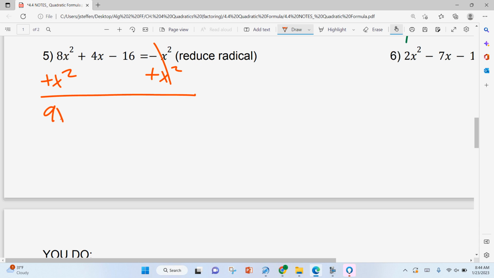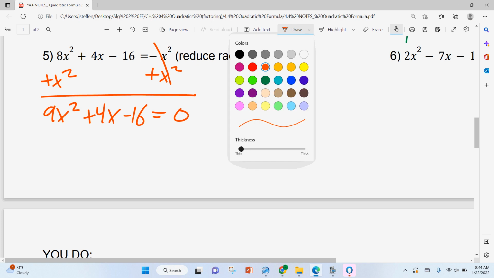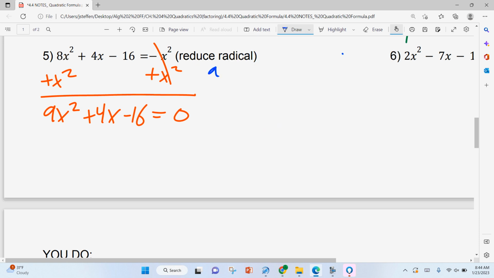For us, that's normal on the left-hand side, and it doesn't actually matter as long as it's equal. Then we're going to do the same thing with the A, B, and C. Again, if you need to list them, don't be afraid to. Your A is 9, your B is 4, your C is -16.